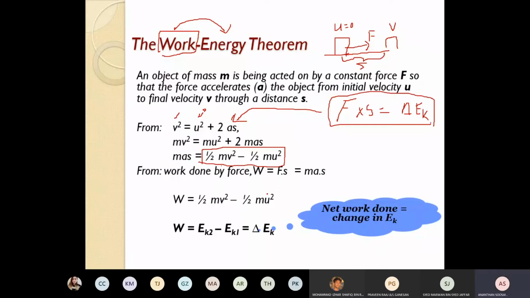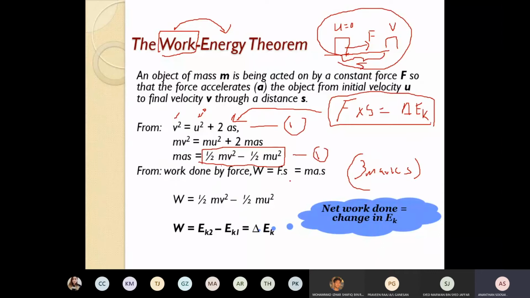Any question from this slide? This is a 3 marks question to derive kinetic energy. The marking here might go like this: you must start with the kinematic equation, 1 mark. You must multiply by the mass and show this, 1 mark. You must say mas is the work done, 1 mark, then the final formula.